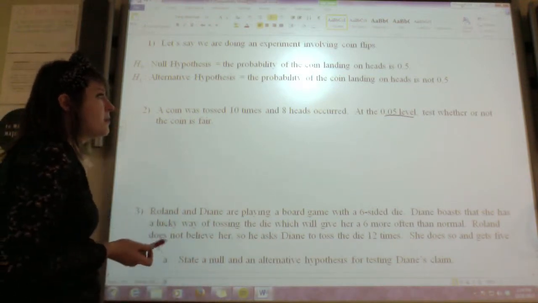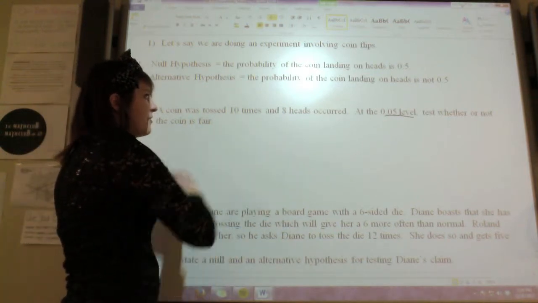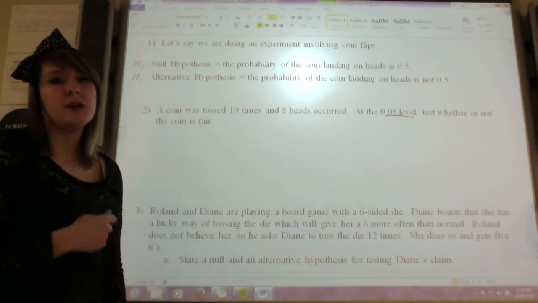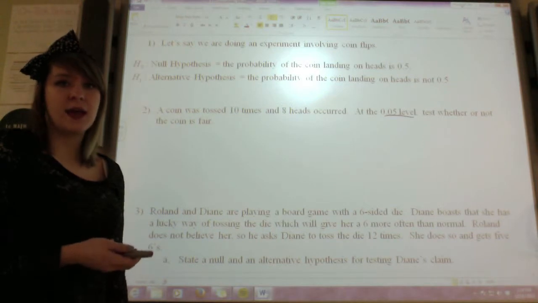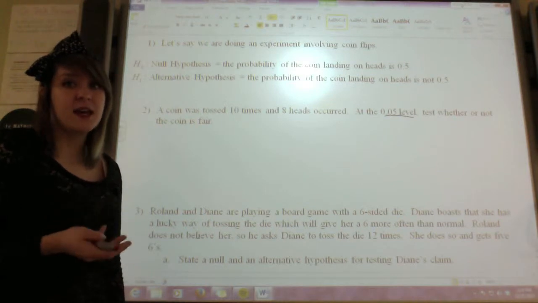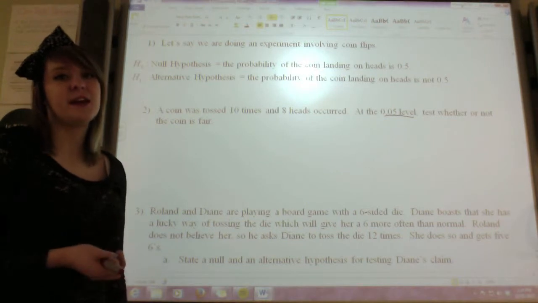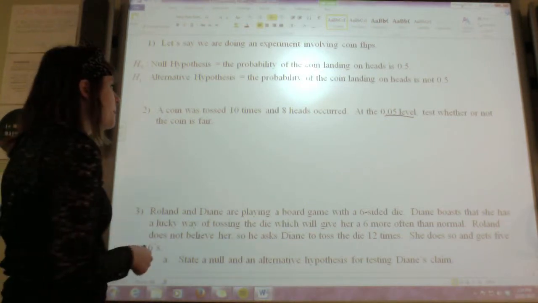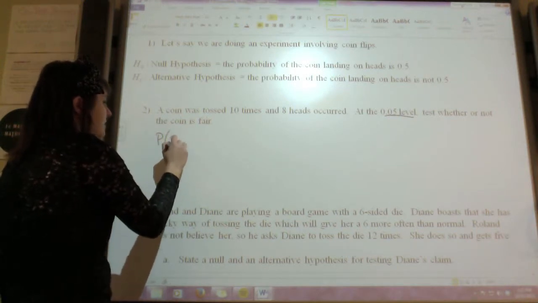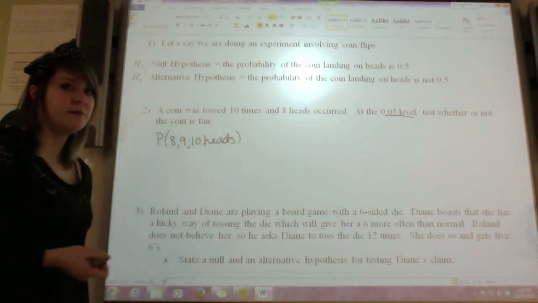So the first thing I want to think about is what actually happened. Well, what actually happened was that I got 8 heads out of 10. So I flipped a coin 10 times and I got 8 heads. Now I need to think about what would be even more extreme than getting 8 heads. Well, the answer is getting 9 heads or 10 heads. Those would be more extreme things. If I flipped a coin and got 10 heads, that's less likely to happen than getting 8 heads. So what I can think about is the probability of getting 8, 9, or 10 heads. That's the probability that I want to calculate.